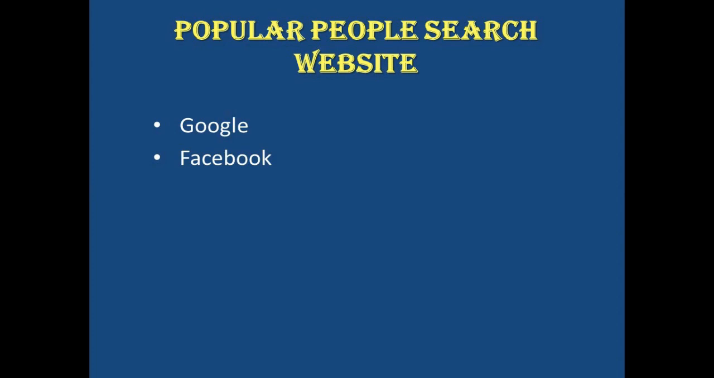Then Facebook, we all know about Facebook. Then LinkedIn is a website where people can be searched by work-related criteria. Suppose someone is an engineer, you can find people who are engineers there. So you can find people from the same work community there. Pipl is also a website where you can find people.